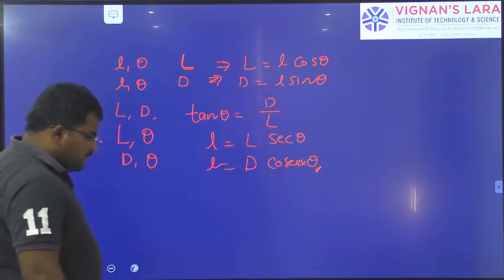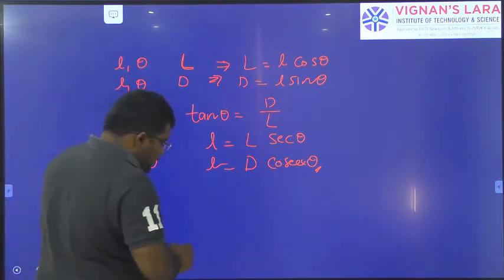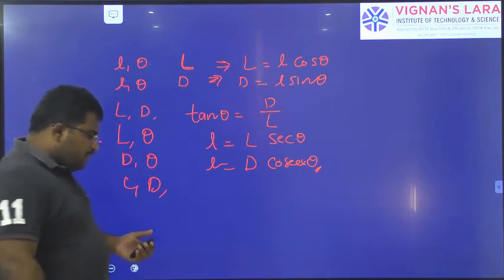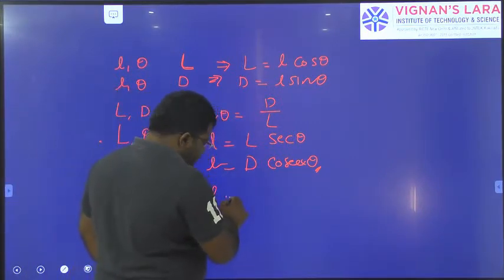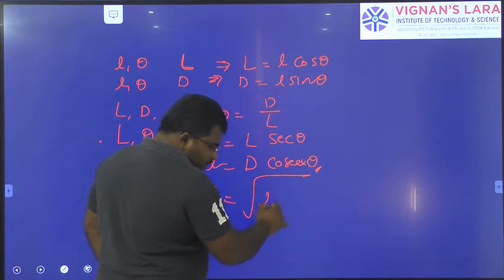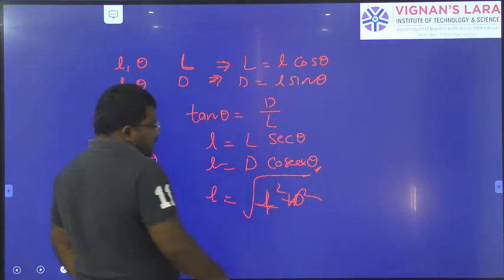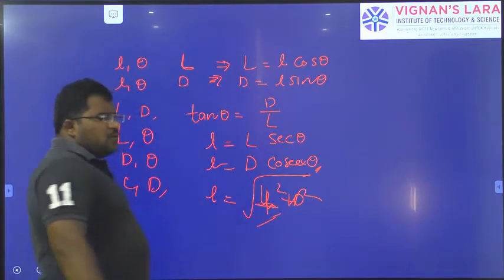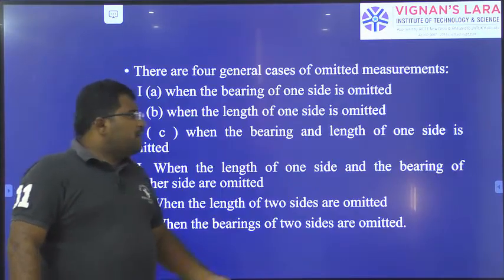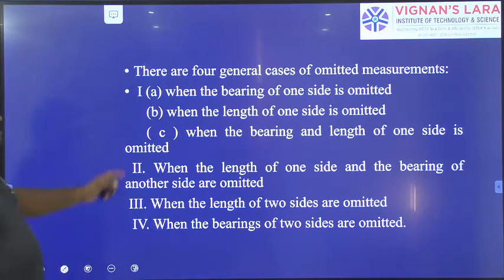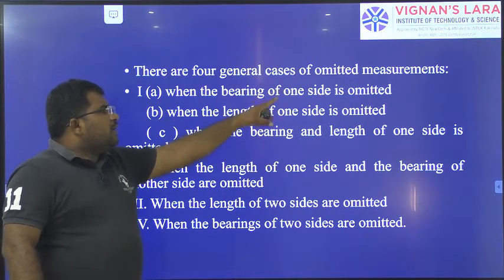So like this, if you have only capital D and capital L, and if you want to find small l value, this will be calculated. L equals capital L square plus capital D square. Okay, so like this we are going to calculate those omitted values. There are 4 general cases of omitted measurements when bearing of one line is omitted.